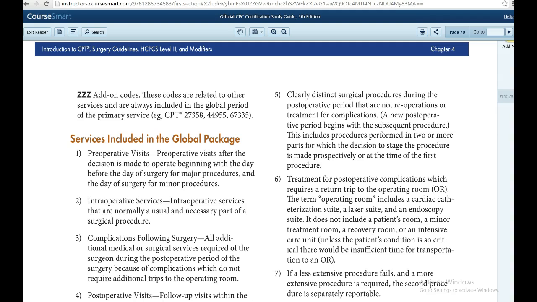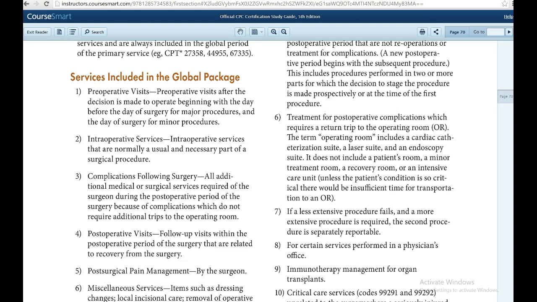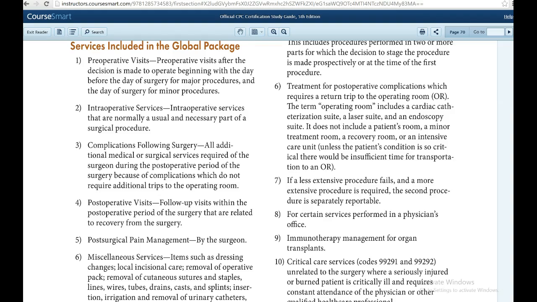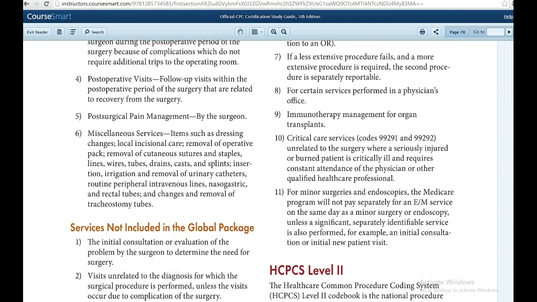Remember that global. Here are some things that are included in the global package: preoperative visits, intraoperative visits, complications following surgery, post-operative visits, follow-up visits, post-surgical pain management, and miscellaneous services.